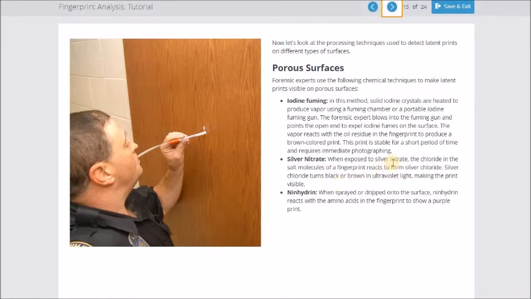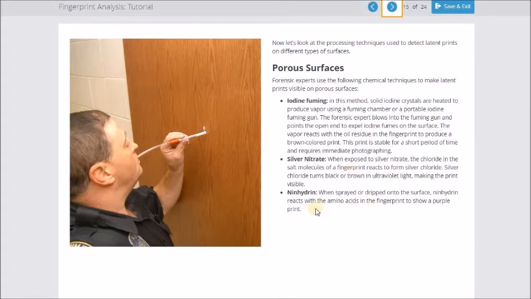Silver nitrate is just a chemical that reacts with the chloride in the salt molecules of a fingerprint. So your sweat, full of salt, it's full of chloride. You touch something, the silver nitrate reacts to form silver chloride. It turns black or brown in UV light, and then you can see it. It just works. I don't know.